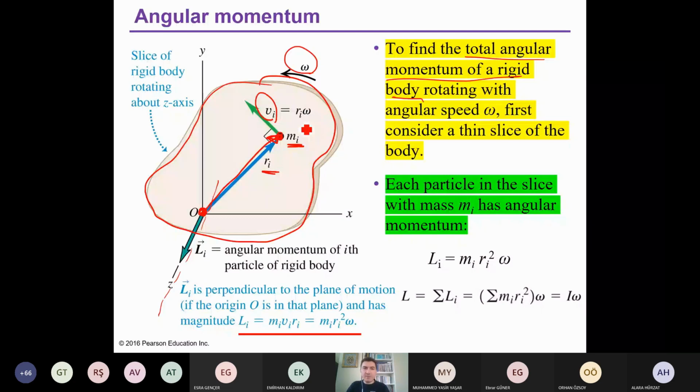And what about the angular momentum of this ith particle? The angular momentum direction is this one, and it is given with this expression.